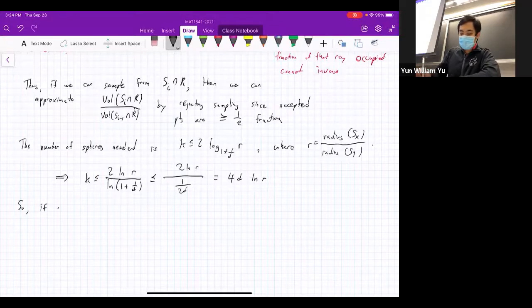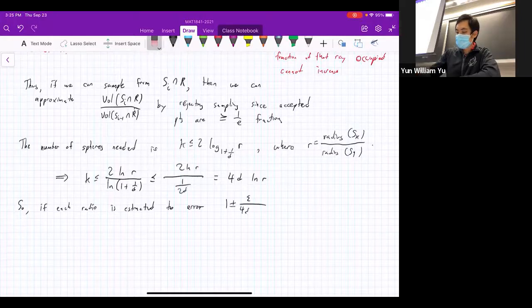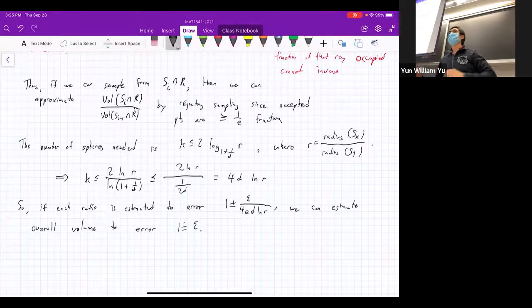So if each ratio is estimated to an error of 1 plus or minus epsilon over 4e d log r, then we can estimate the overall volume to error 1 plus or minus epsilon. Okay, so basically, each time we have small error, then at most the error is just combined. And so this allows us to estimate the volume of an object without too much of an issue.